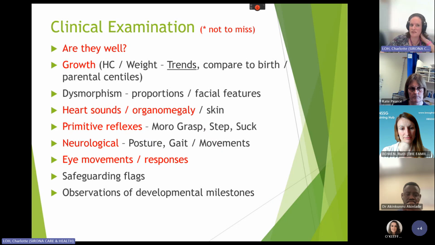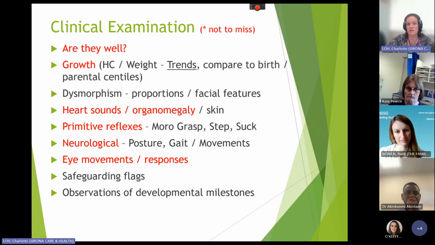And clues for development that can be helpful are looking at their growth. So in particular, their weight, and thinking about a trend compared to their birth weight, or their head circumference. Again, the trend compared to birth head circumference, which is notoriously inaccurate, to be fair. But looking at whether it's a very large head or very small head can give you clues, and whether that's in proportion to what the parents are. Then thinking about any signs of dysmorphism. Does this child look syndromic or not?